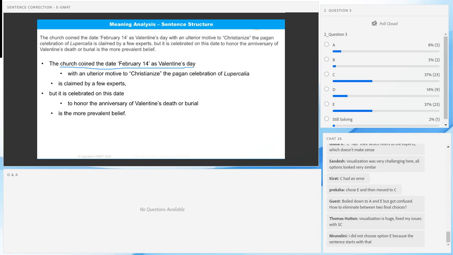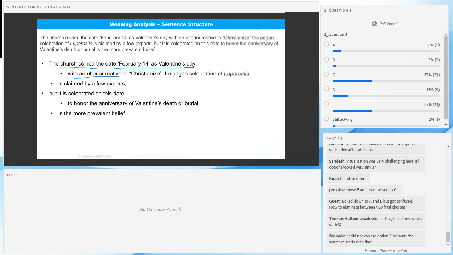The church said Feb 14th is Valentine's Day with an ulterior motive. So the church, who had the ulterior motive? It was the church that had the ulterior motive. Even if you don't know the meaning of ulterior, don't worry about it. The church said Feb 14th was Valentine's Day with a motive. Everyone understands what a motive is, right? With a motive to Christianize.